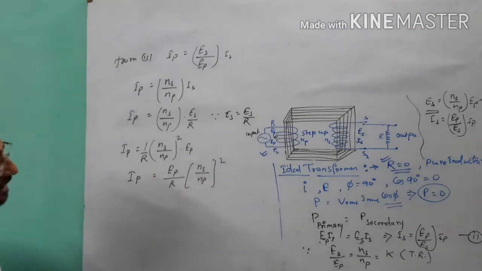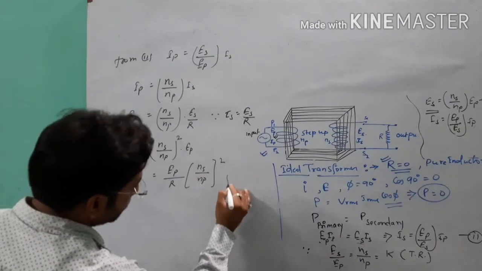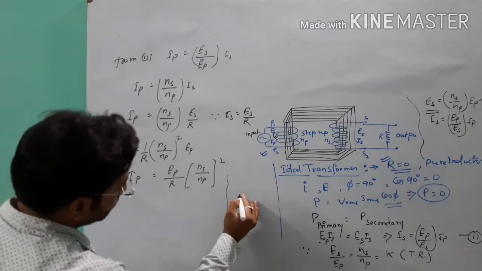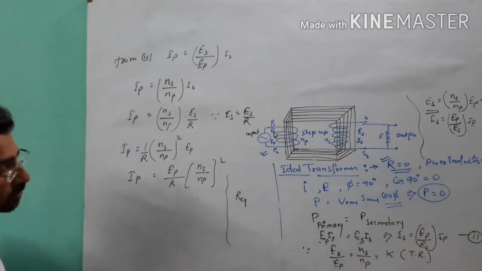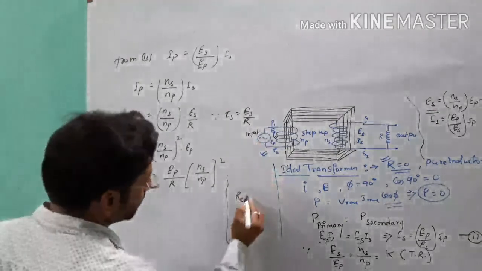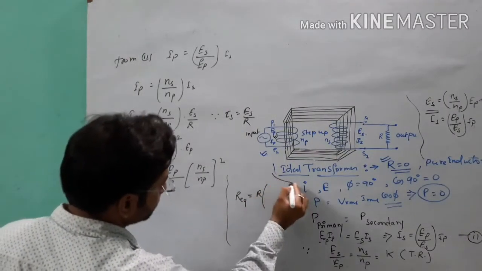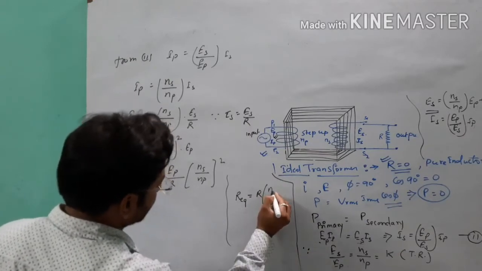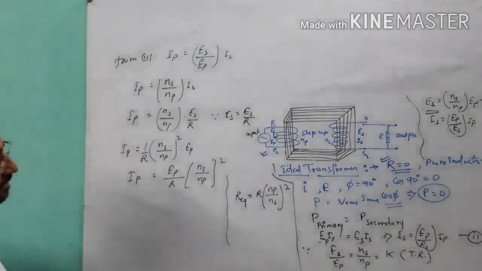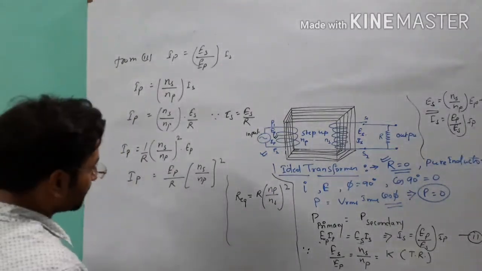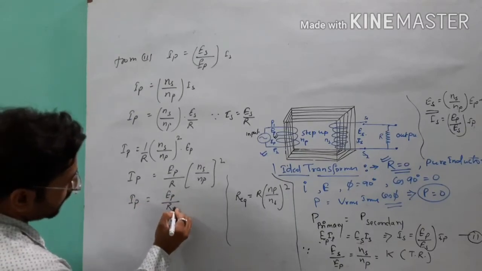This EP upon R, if we think here about one value, here I will substitute the value of R equivalent, which is the load resistance in the primary coil, which will be equal to R NP over NS square. This is the load resistance in the primary coil. So your formula will be EP upon R equivalent.